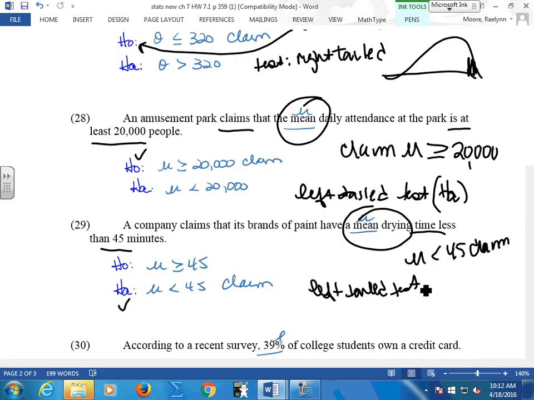Now, again, watch who makes these claims. An amusement park claims that the mean daily attendance is at least 20,000 people. Wouldn't they want a lot of people there? So wouldn't they want to say it's at least, greater than or equal to 20,000. If I'm going there, or I'm checking on the parks, I might want to say I think they have less than 20,000 people there per day, depending on who's saying this. A company claims that its paints have a drying time less than 45 minutes. Would they want to say greater than 45 minutes for their paint drying time?